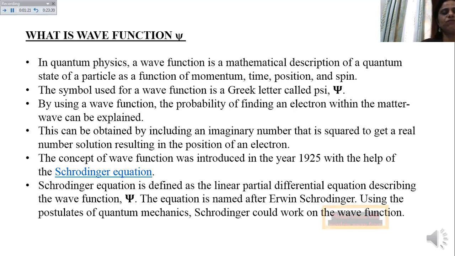The symbol used for a wave function is a Greek letter called psi. This is the psi, it's called psi, p is silent. By using the wave function, the probability of finding an electron within the matter wave can be explained.